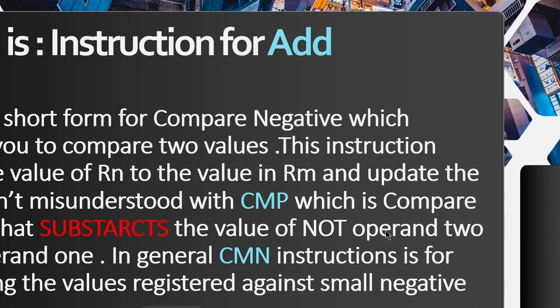CMP subtracts the value of operand 2 from operand 1. So in general, the CMN instruction is for comparing register values against small negative numbers. So that's all for the CMN introduction.